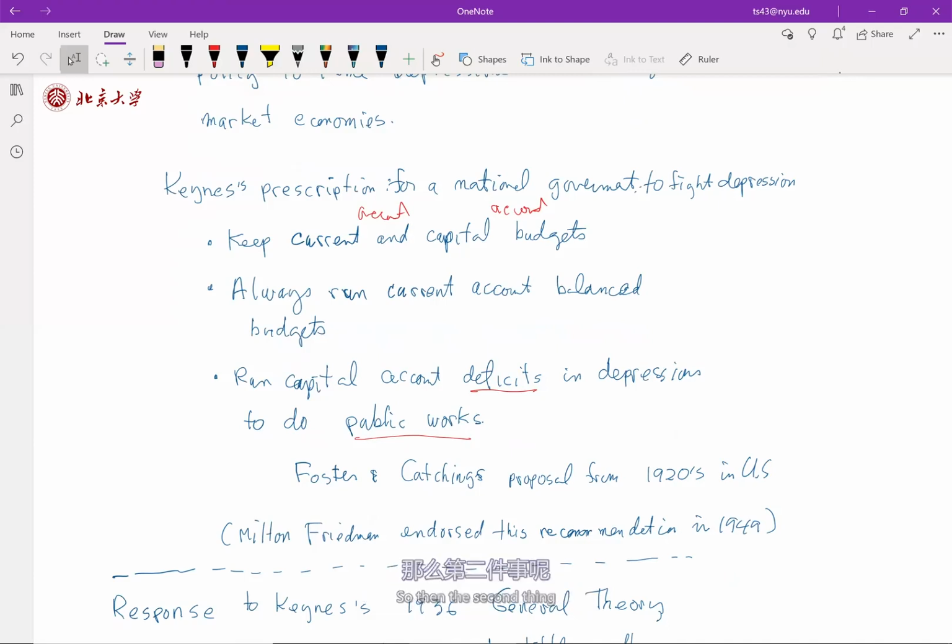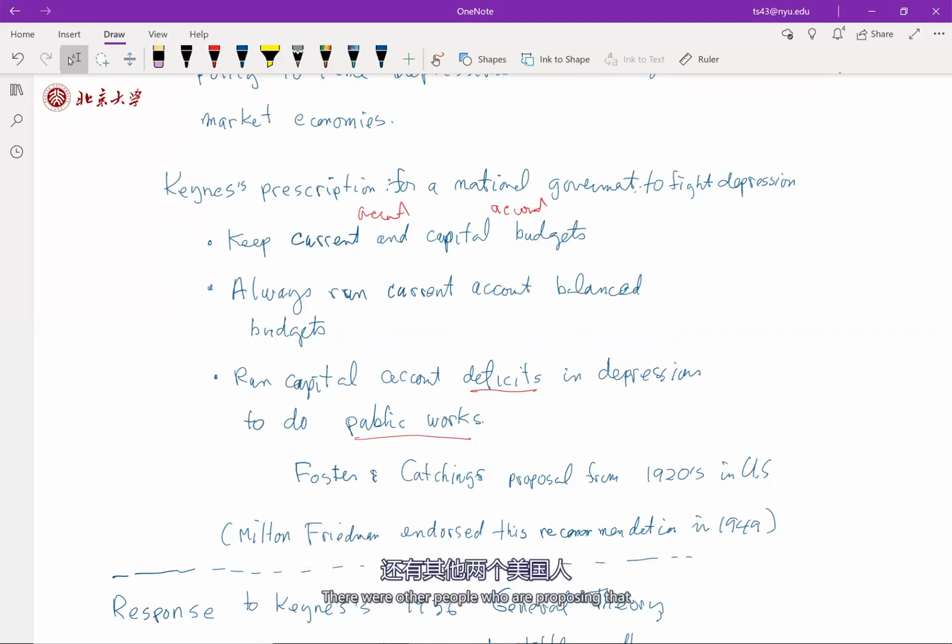So then the second thing, you always run a current account balanced budget. And then what you should do is run capital account deficits during depressions. And what do you do it for? Public works. Use public works to fight the depression. That's a good time to build public works.